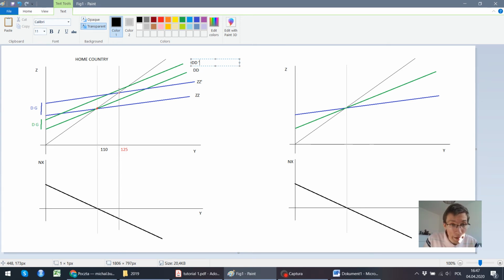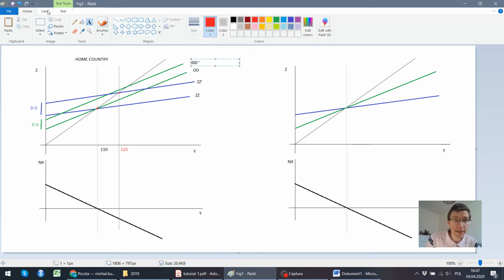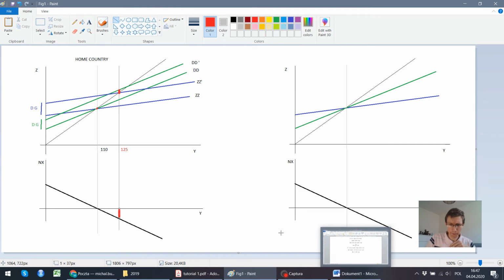You see that for the given level of output, necessarily the DD prime curve is above the ZZ prime curve, which actually means that there is a trade deficit happening at the level of output equal to the difference between those two curves. And this is exactly what we discussed in the previous classes as well. All right. So this is the first figure, first drawing that is interesting from this point of view. Hopefully everything is clear here.